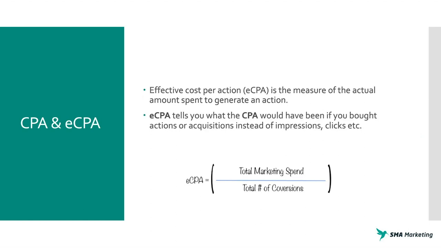Now, the effective cost per action, or eCPA, is a measure of the actual amount spent to generate an action. This is different in the sense that it tells you what the CPA, the cost per conversion or cost per action, would be, kind of looking ahead and projecting what those cost per actions would be. So again, this would be the total market spend. It's the same equation, and you divide that by the total number of conversions.